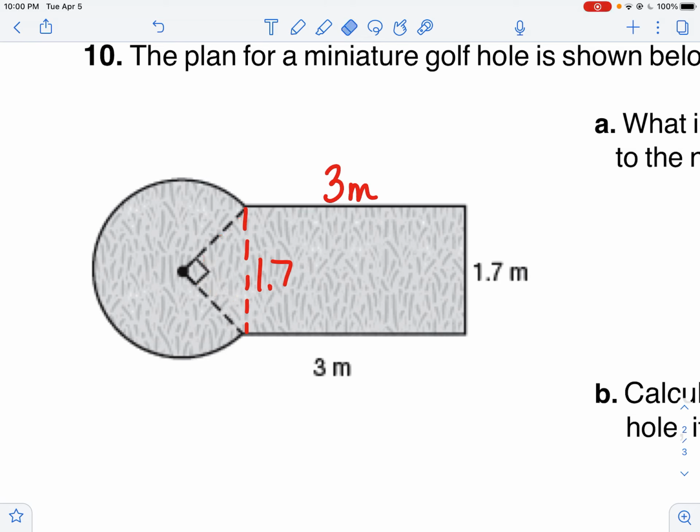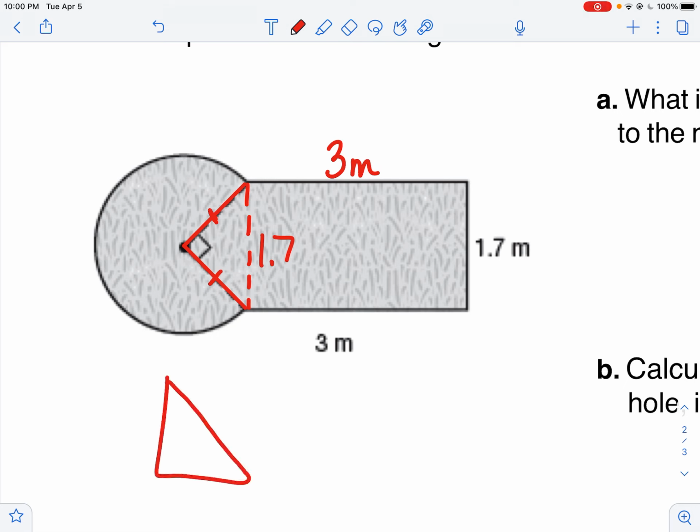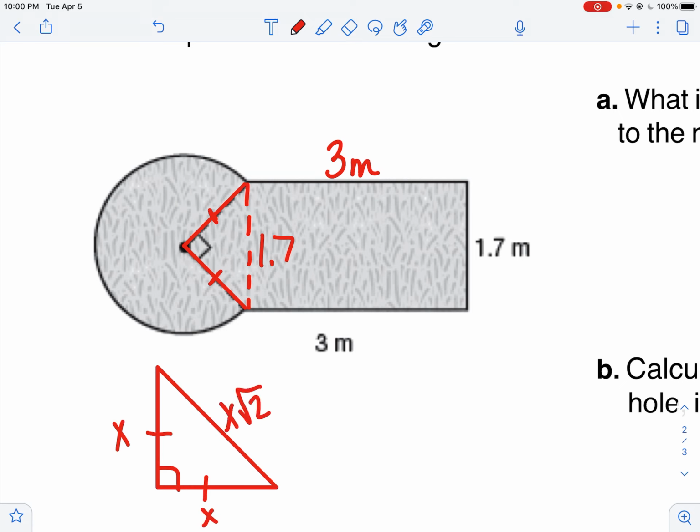So let's talk about some of the things we can understand about our segment lengths here. Well, I know these must be equal, right? Because these are both the radius length of the circle. Well, if I have two congruent sides, then really I have a 45, 45, 90, where I have x and x and x root 2. And in this case, the x root 2 side would be 1.7.